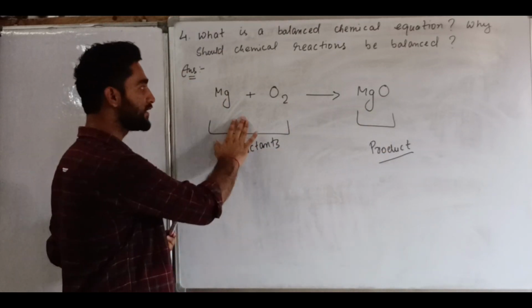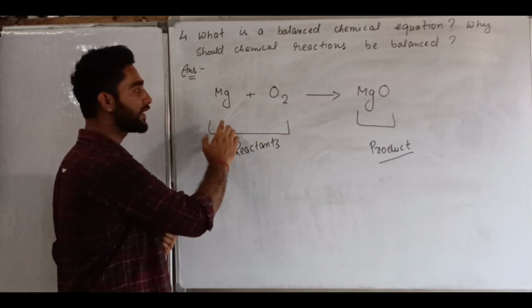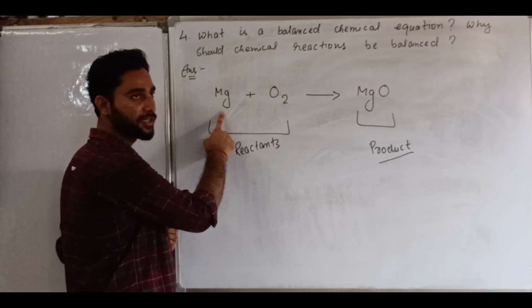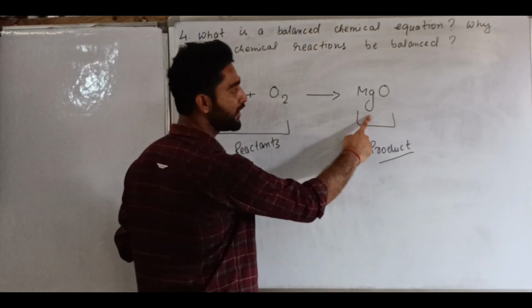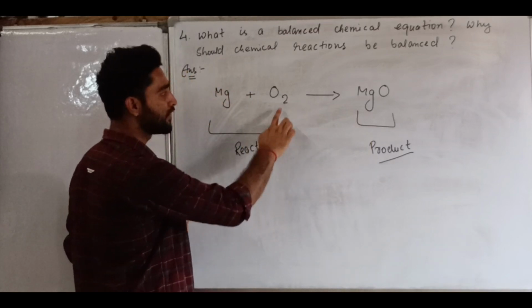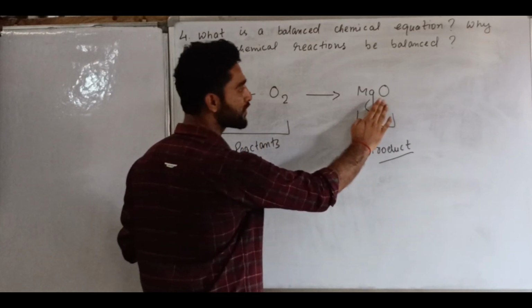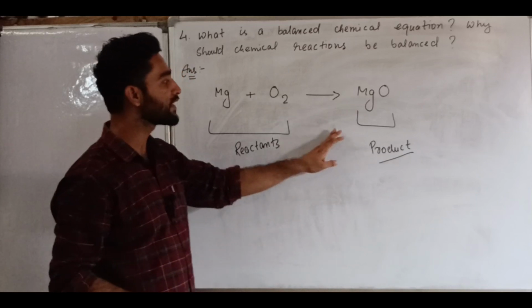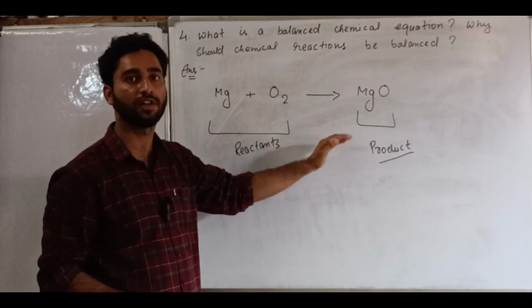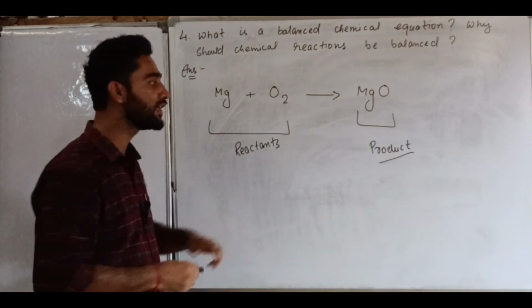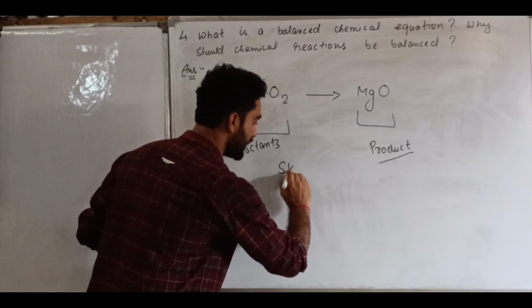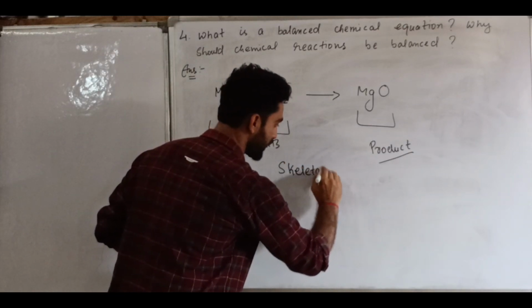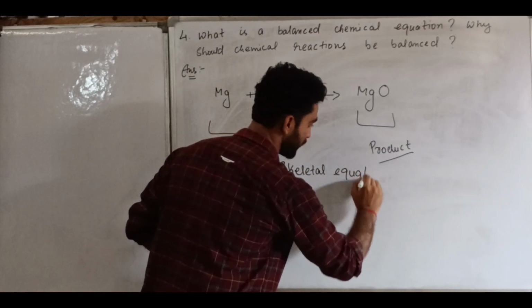But if you look at this equation, on the reactant side how many atoms of magnesium are present? 1. Here how many? 1. So magnesium is balanced. Oxygen here how many? 2. Here oxygen how many? 1. So oxygen is in an unbalanced state. This kind of chemical equation is called an unbalanced chemical equation, or it is also called a skeletal equation.